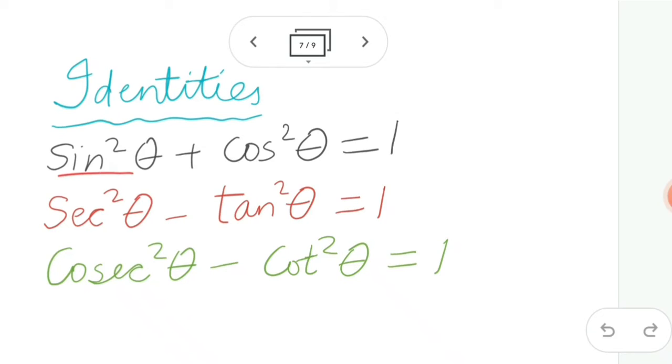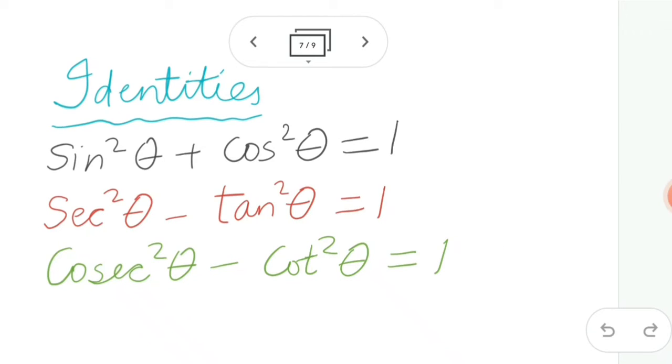So sine and cos are related. The sum of their squares is 1. Here plus sign will come. Secant and tan are related, and the difference of their squares is 1. Cosecant and cot are related. Difference of their squares is 1.